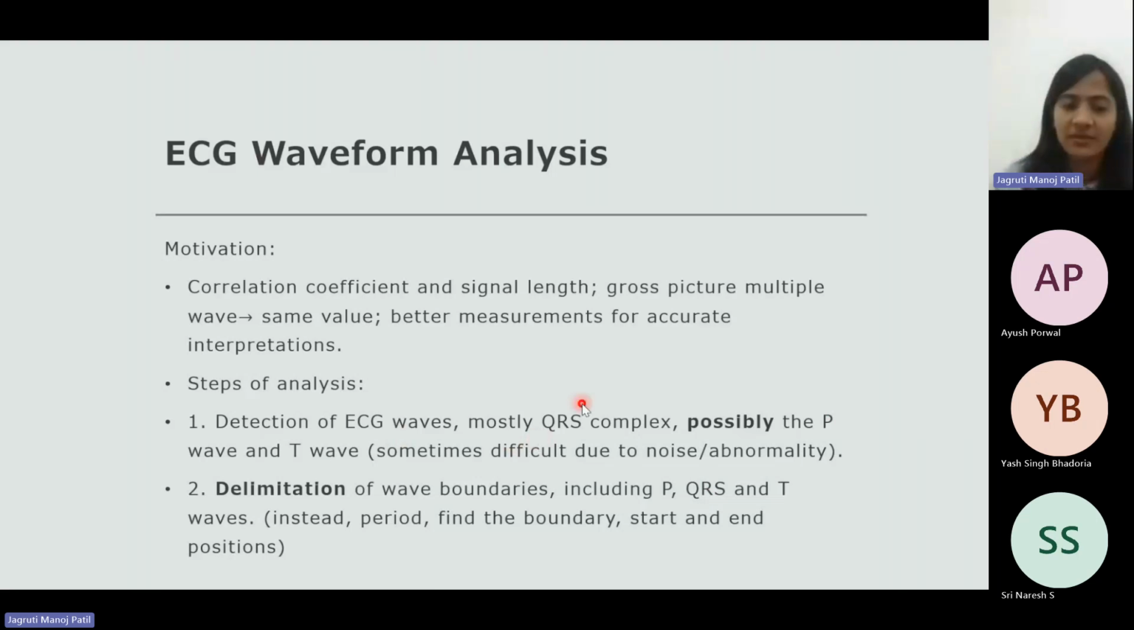So what we can do is measure the onset and offset, that is, how it starts and where it stops. Do the delimitation of the wave boundaries, including the P wave, QRS complex, and the T wave. So instead of the entire period, find the boundary where it starts and where it ends, so all of their positions.